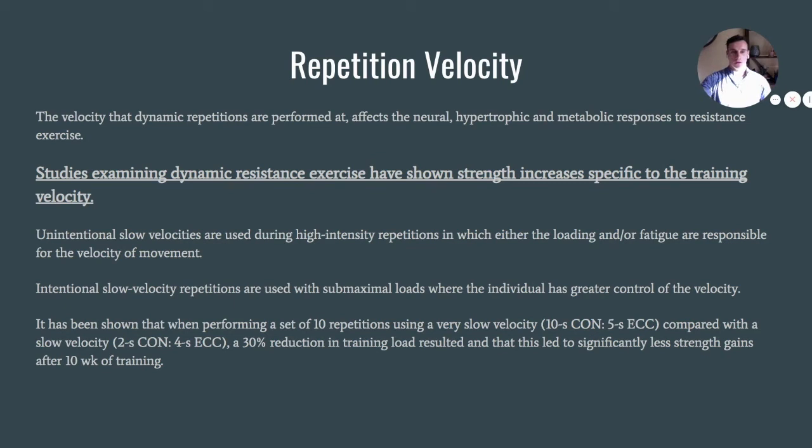So if we use that example of the 2-second concentric, 4-second eccentric, what if we made the concentric as fast as possible, but kept the eccentric? What kind of adaptation are we going to get there? Just something for you to have a little think about.